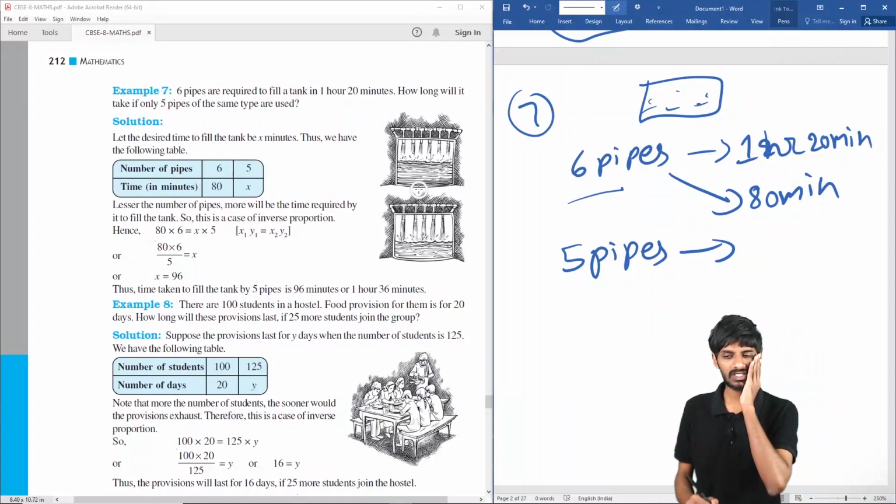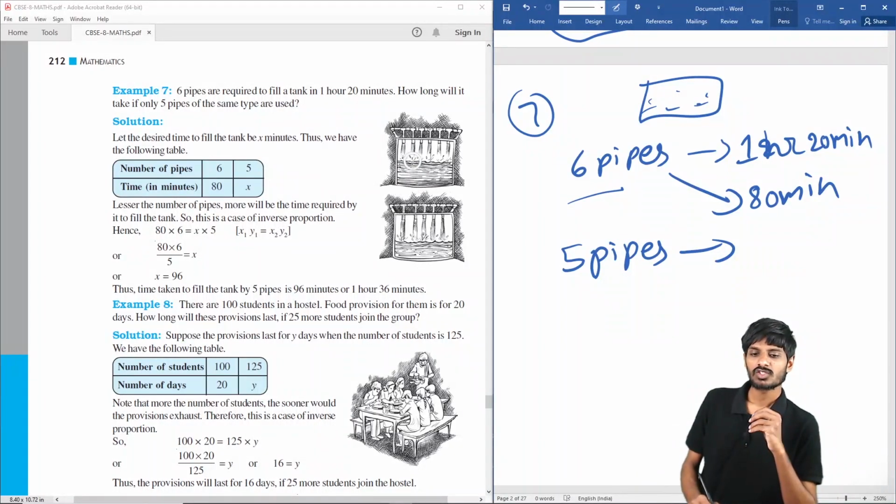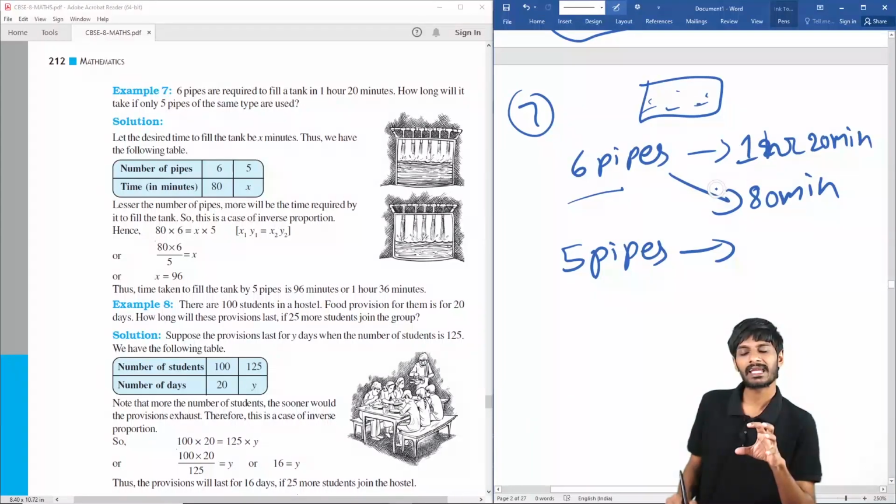Okay, some amount of water is not getting in. So our aim is to fill the tank. One pipe is not working. If all the pipes are working, it will take 80 minutes. If one pipe is not working, water is not getting inside.